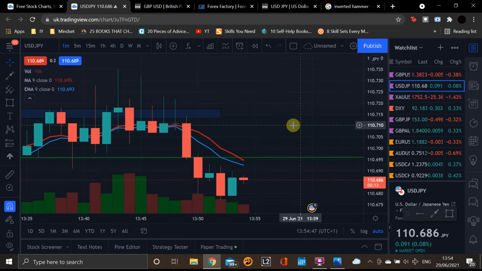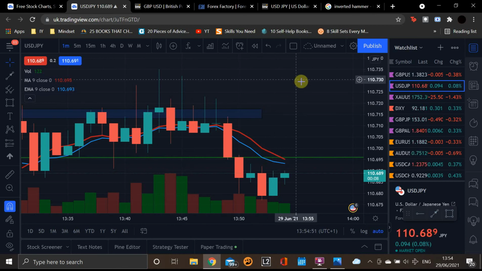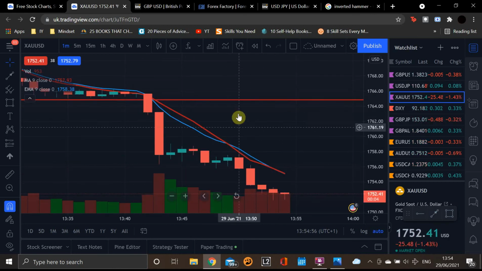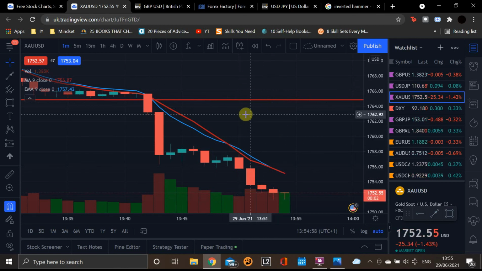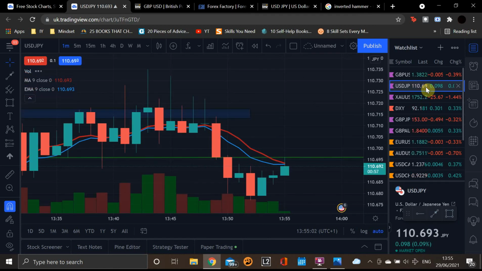USD JPY, very confused as well. Failed to break out of this area. Gold. I need to figure out how to trade with gold one day. Yeah, okay, we'll leave it at that.